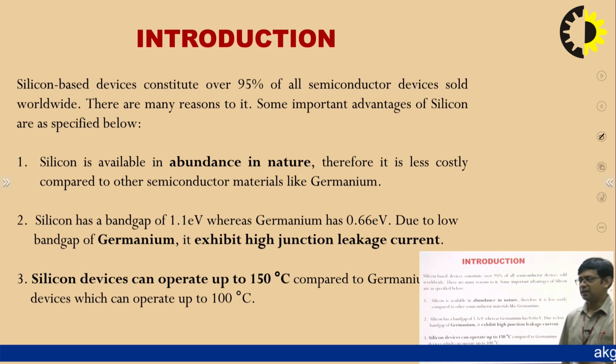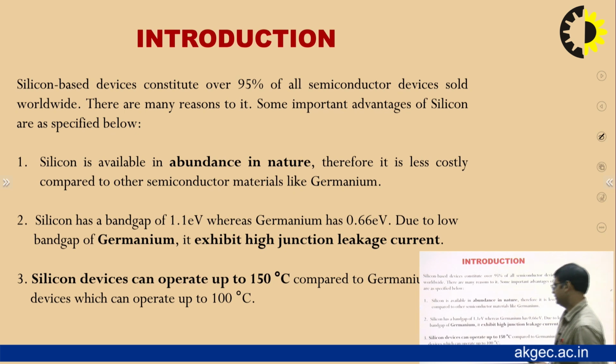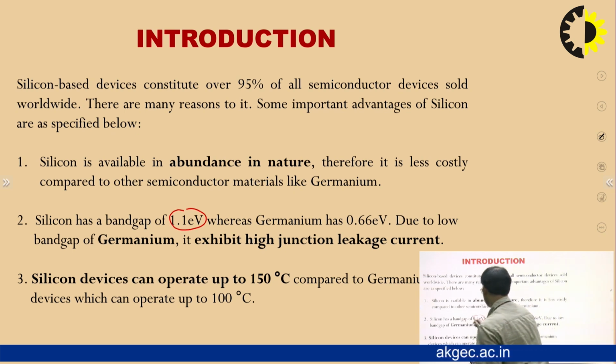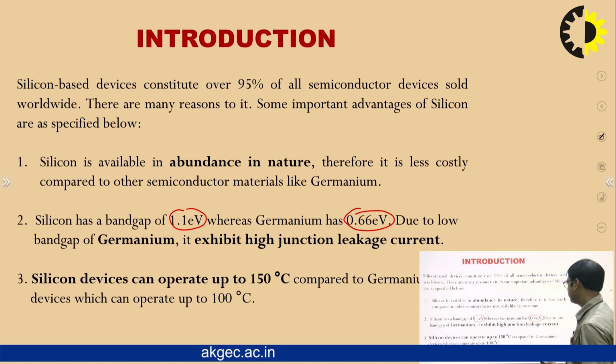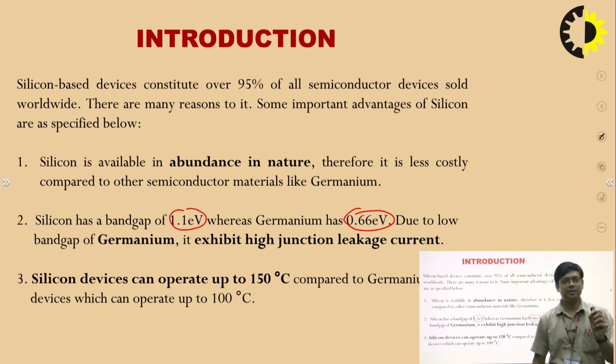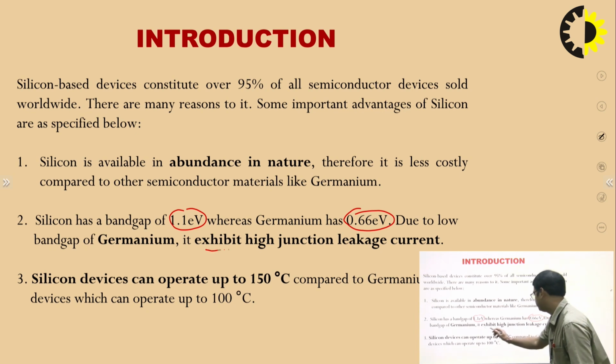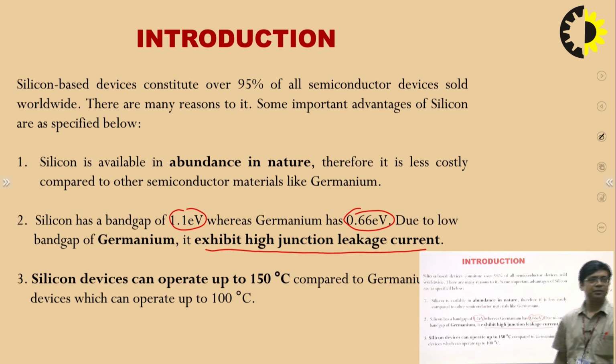Second, the band gap of silicon is 1.1 electron volt, whereas germanium has a band gap of 0.66 electron volt. And this lower band gap of germanium creates a problem for it, that it exhibits high junction leakage current. So, that is why in many applications we cannot use germanium because the leakage current is high.